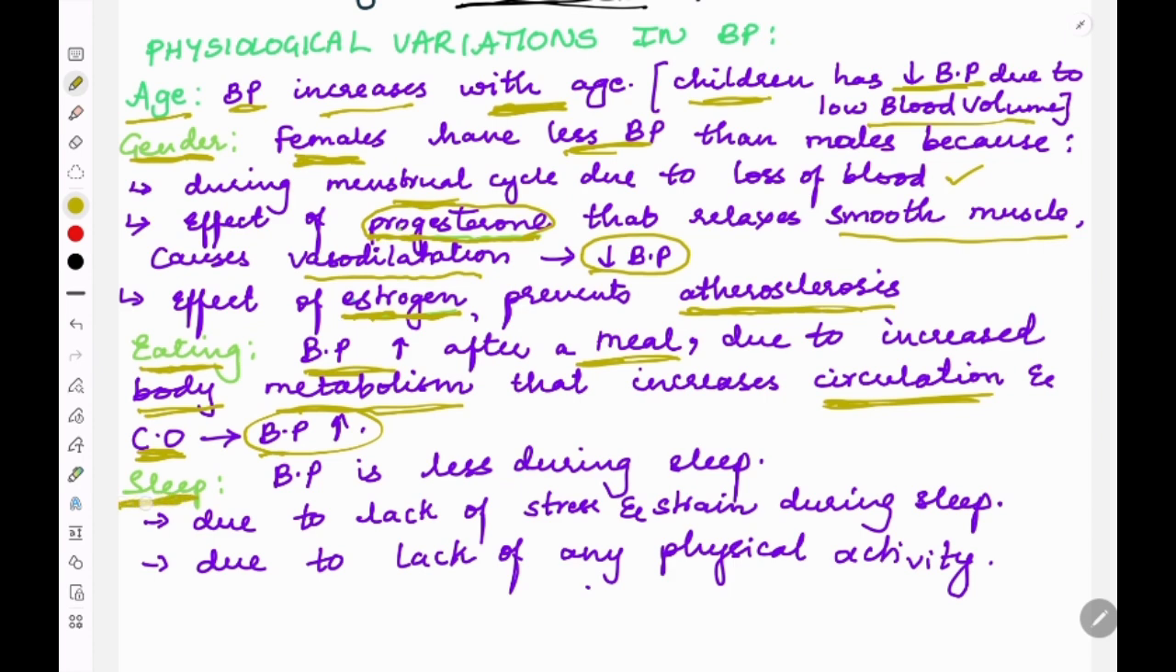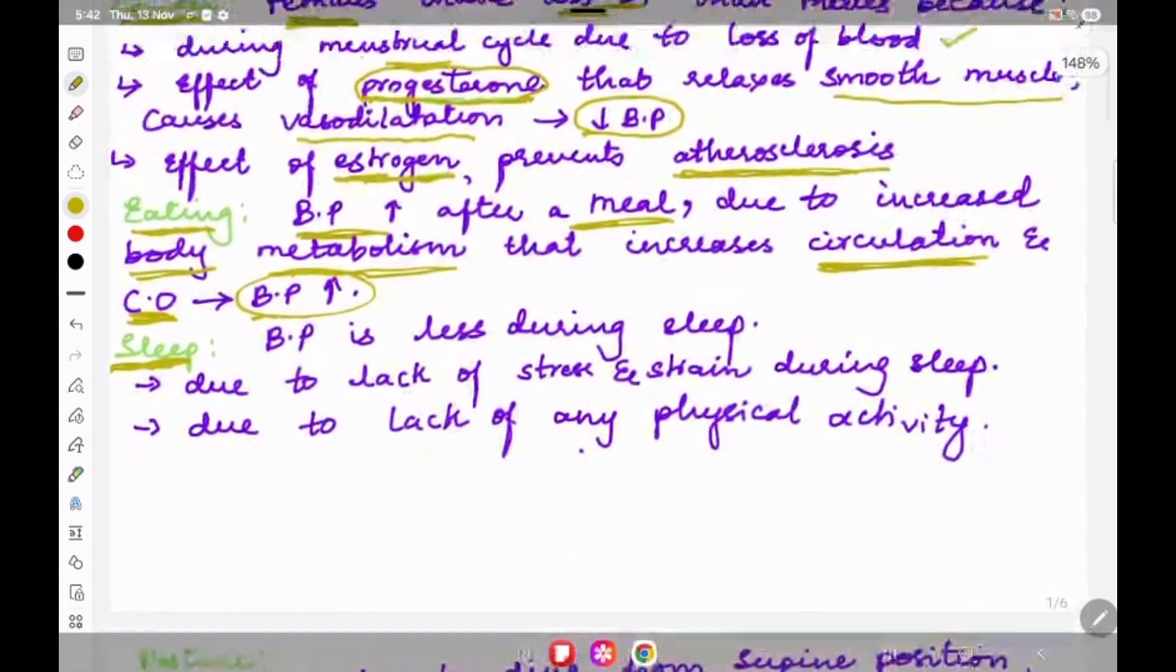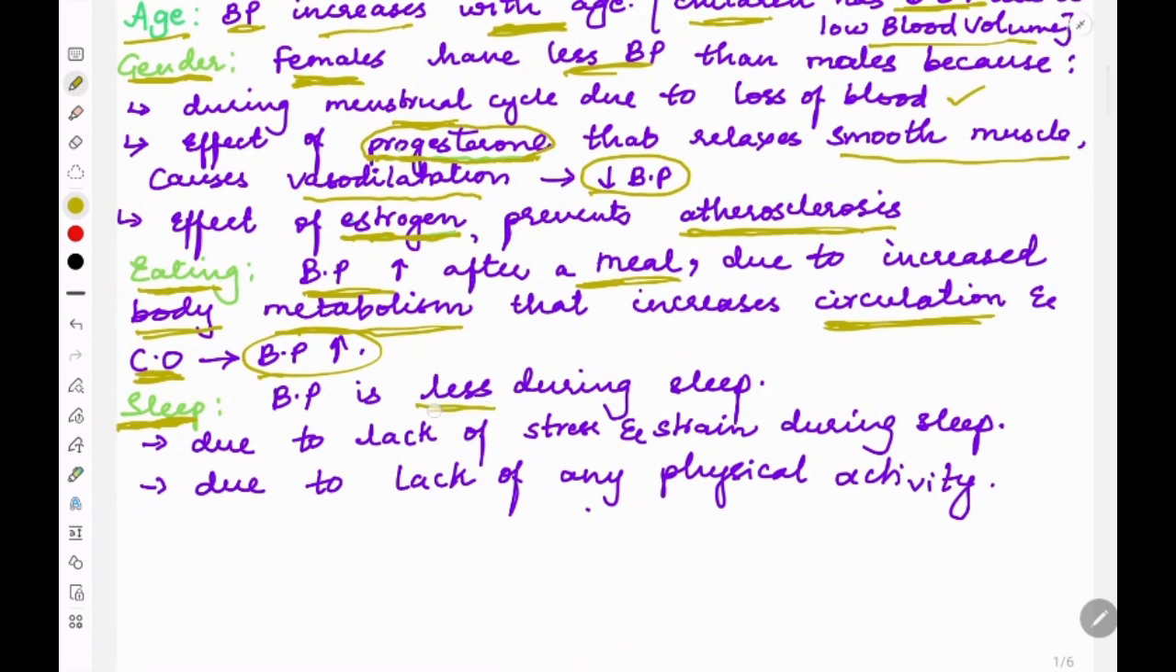The fourth factor that we are going to discuss is sleep. So what will happen during sleep? The BP is less during sleep. Why is it less? Because of lack of stress and strain. Stress and strain stimulate the sympathetic system of our body and increase the sympathetic discharge, thereby increasing the blood pressure. But while we sleep there is no stress, so there is no sympathetic stimulation, no increase in BP, and the BP will remain low. And due to lack of physical activity, not much blood is required by the body. That's why the BP will be less.